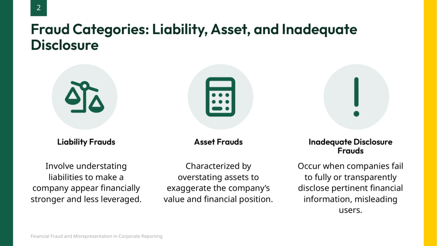Asset frauds are the opposite, where a company overstates its assets to exaggerate its value and overall financial position. This creates an inflated picture of the company's worth. Finally, inadequate disclosure frauds occur when companies don't fully or transparently share important financial information. This lack of openness can mislead stakeholders, as they don't get the full picture they need to make informed decisions. Each type of fraud distorts the financial reality in different ways, but all aim to deceive users of financial statements.